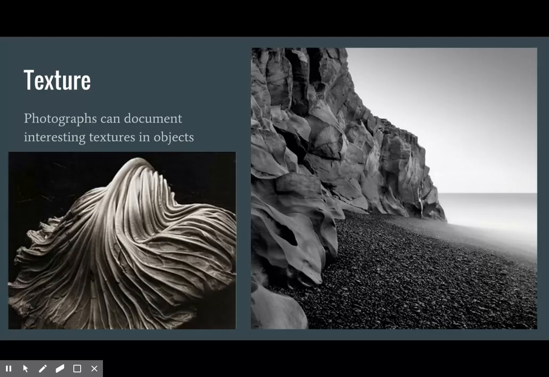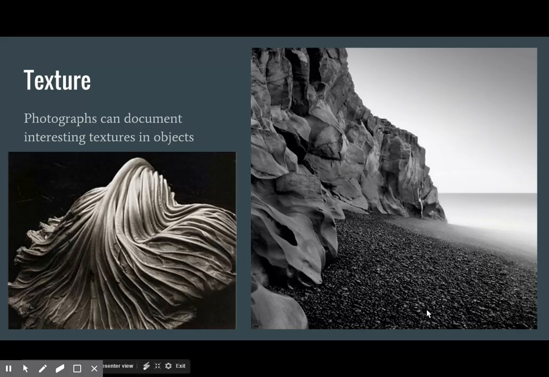Texture is also an important element of design. If we look at this photo by Edward Weston, we see that this lettuce leaf is filled with beautiful texture. Now, we talked about light and shadows in the past. Having directional light, even on something as plain as a leaf of lettuce, can really highlight the texture and make it more important in the photograph.